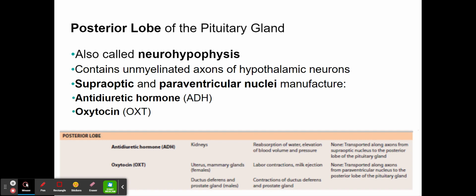Oxytocin in women, or oxytocin meaning quick and tokos meaning childbirth, stimulates smooth muscle contractions in the walls of the uterus, promoting labor and delivery. After delivery, oxytocin promotes the ejection of milk by stimulating the contraction of myoepithelial cells around the secretory alveoli and the ducts of the mammary glands.